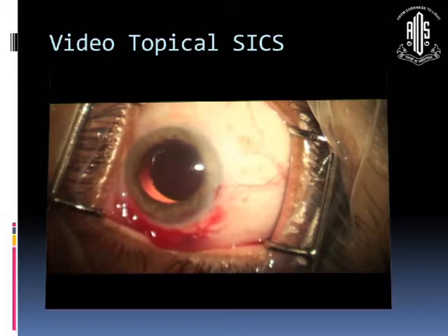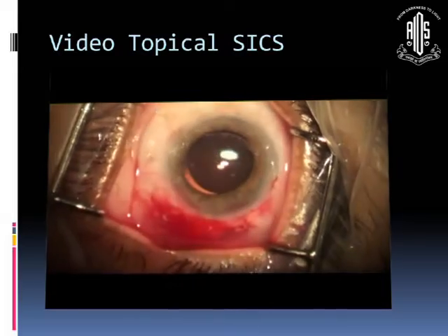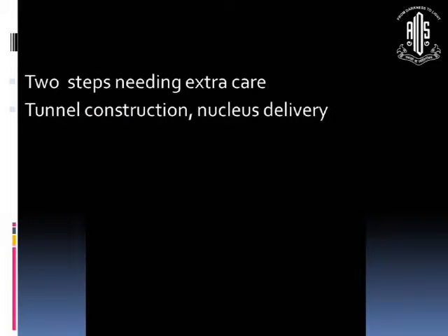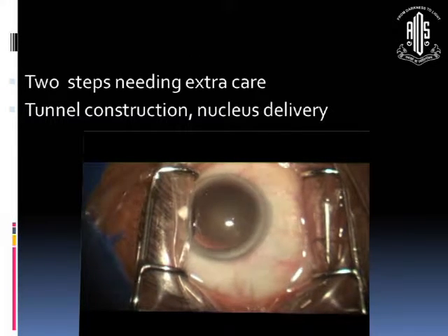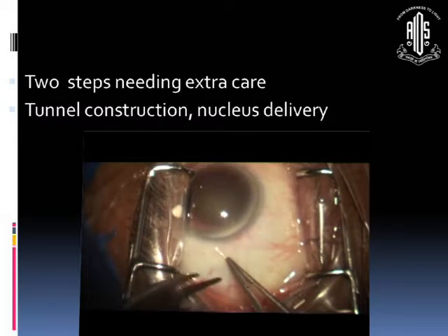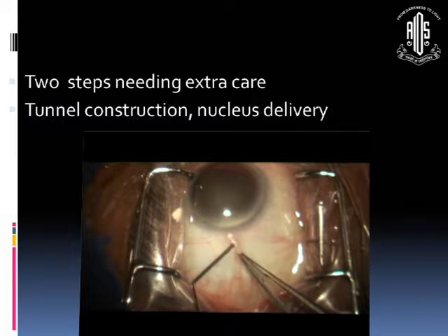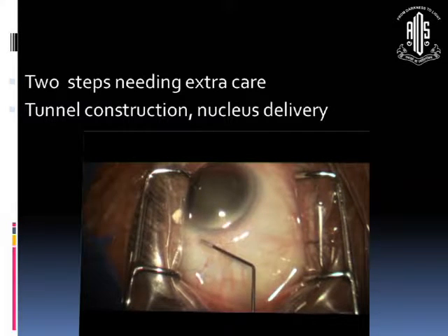Just to demonstrate the movements, you ask the patient to look down and take out the speculum. Two steps need extra care where the patient can experience some amount of pain: tunnel construction and nucleus delivery. Highlighting those two steps once again, the hold on the conjunctiva with tenons at its insertion is very important. You have to hold it very gently, not pressing much onto the globe.